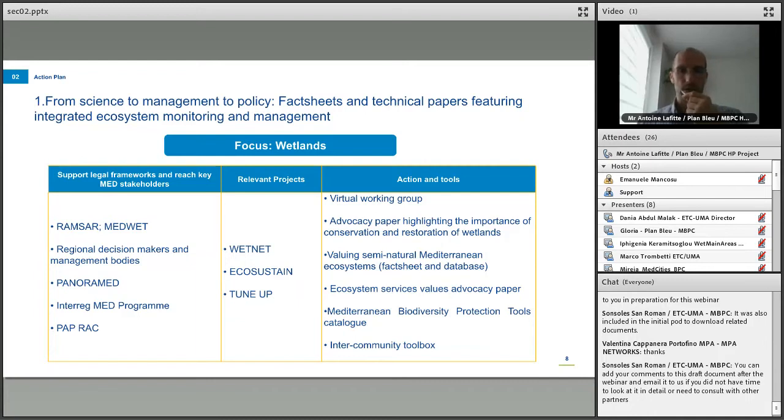How will we do this? Through actions and tools, again, through the advocacy papers we plan to produce, through the fact sheets, the database we plan to enrich, and also through the catalog of tools and again the inter-community toolbox.